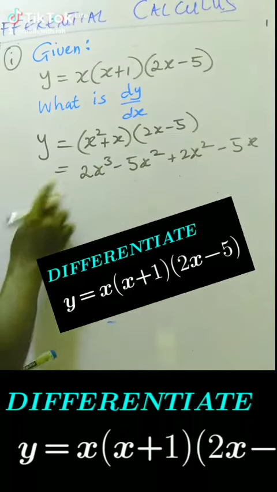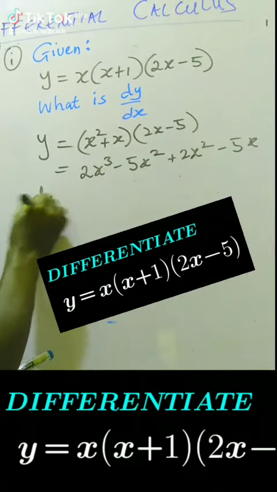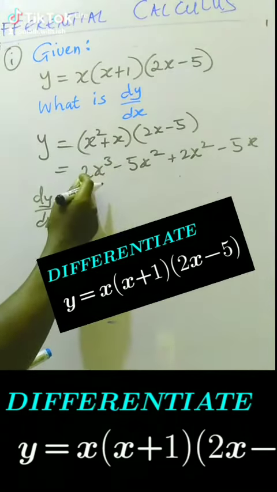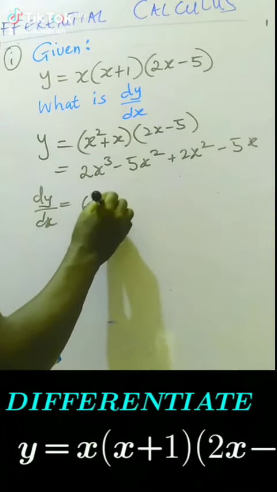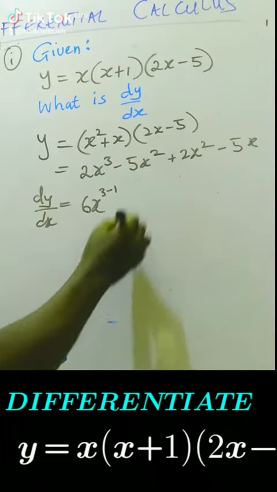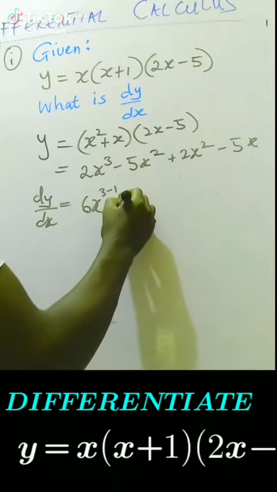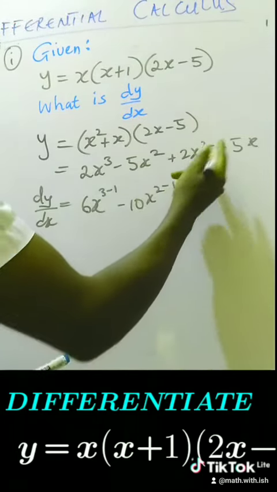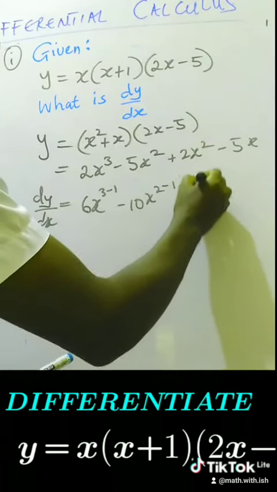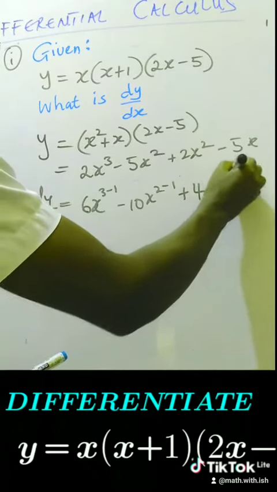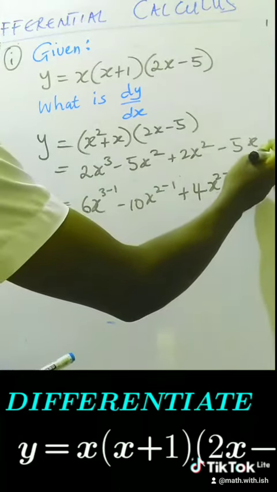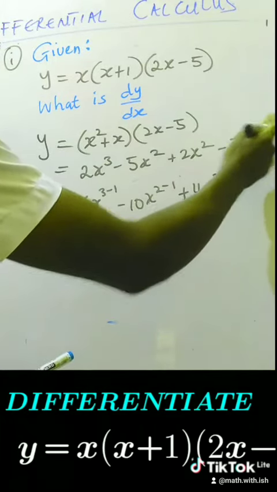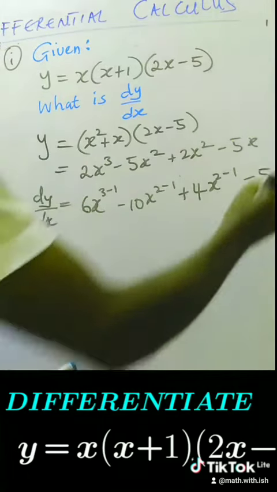So my dy/dx now: 3 times 2 gives me 6, subtract 1 from the power. 2 times minus 5 is minus 10, subtract 1 from the power. 2 times 2 is 4, subtract 1 from the power. Then 1 here, 1 times this is minus 5.